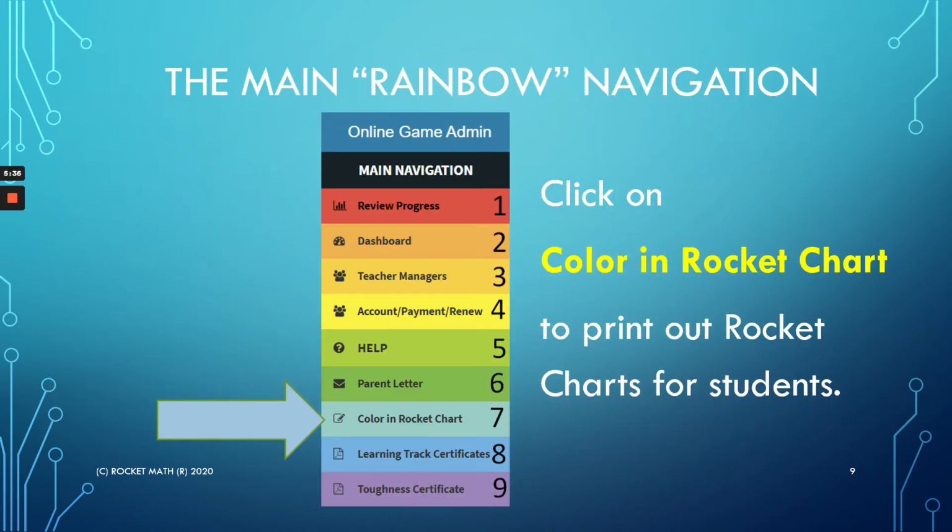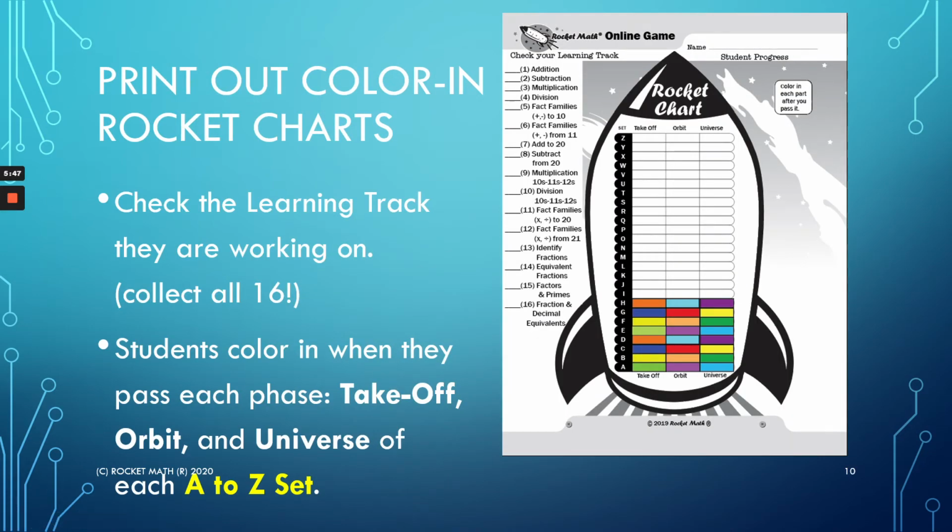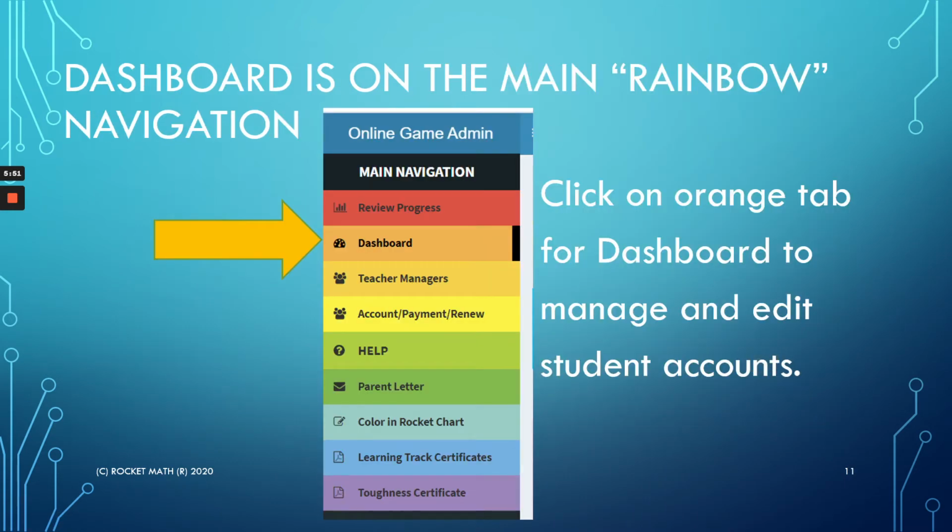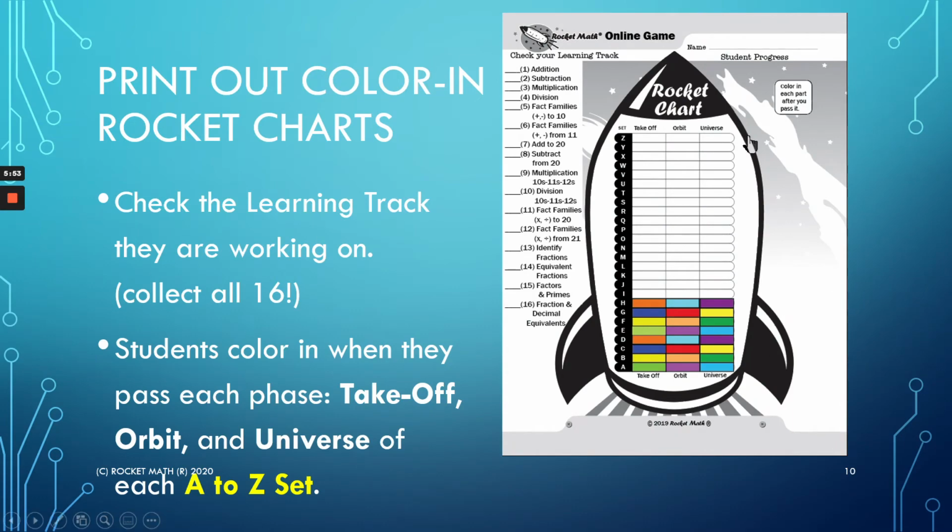Back to the main rainbow navigation here, and let's look at another tab. The color is, what do you think, kind of an aqua color, I guess. It's the Rocket Chart. So click on that, and it takes you to a page that shows you this rocket chart. Pictured here, I have one that's partially filled in, so you see how students use it. But the ones that you print out will not be.